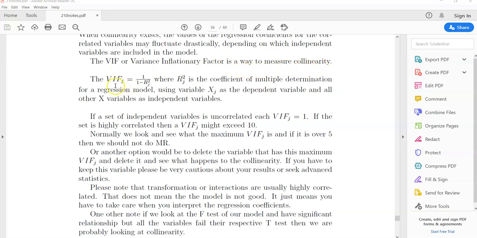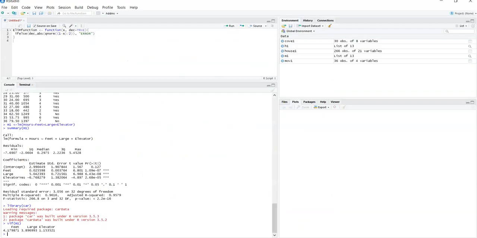I brought up a PowerPoint quickly. The VIF of a specific j element is 1 over 1 minus r squared j. This is that coefficient of determination that we've played around with in basic stats, using variable xj as the dependent, the y in some respects now, and all the other x's as the independent variables. That's very important. So if we're wondering if there's a relationship between the xj's, you would run this VIF factor, as I did in our RStudio.